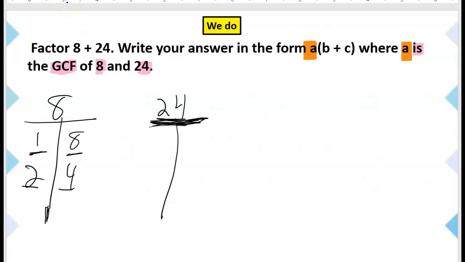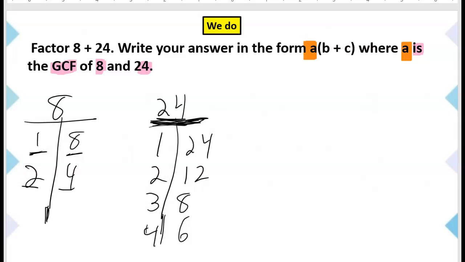Now let's do the factors of 24. 1 times 24 gives us 24. 2 times 12 gives us 24. 3 times 8 gives us 24. 4 times 6, 24. 5 doesn't work. 6, we already got 6. So I think we're done.